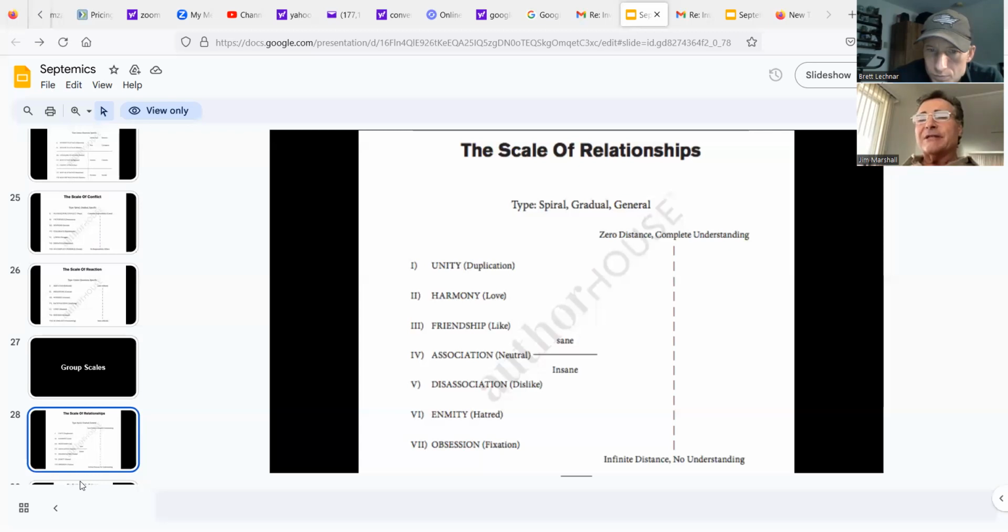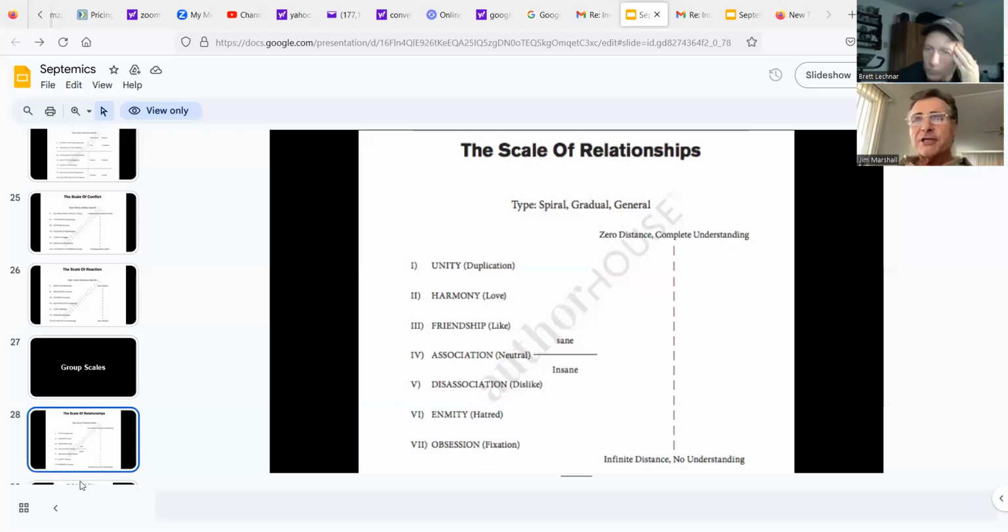Then up from that you have disassociation. Disassociation means dislike. So when you dislike somebody, what do you do? You disassociate from them. Like when the couple separates, right? The married couple separates, they disassociate from one another because they dislike one another. They haven't gotten to hatred yet, probably. So that's where the breakup occurs at level 5.